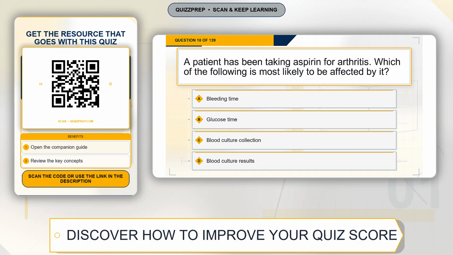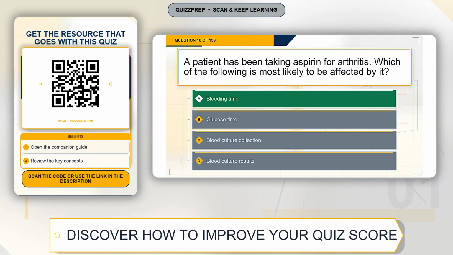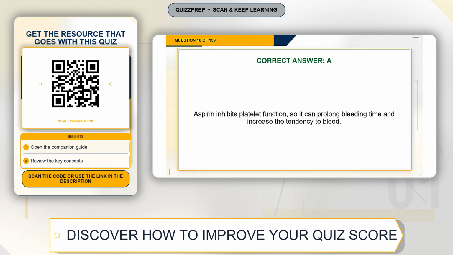Question 18. A patient has been taking aspirin for arthritis. Which of the following is most likely to be affected by it? Option A, bleeding time. Option B, glucose time. Option C, blood culture collection. Option D, blood culture results. The correct answer is option A, bleeding time. Explanation. Aspirin inhibits platelet function, so it can prolong bleeding time and increase the tendency to bleed.